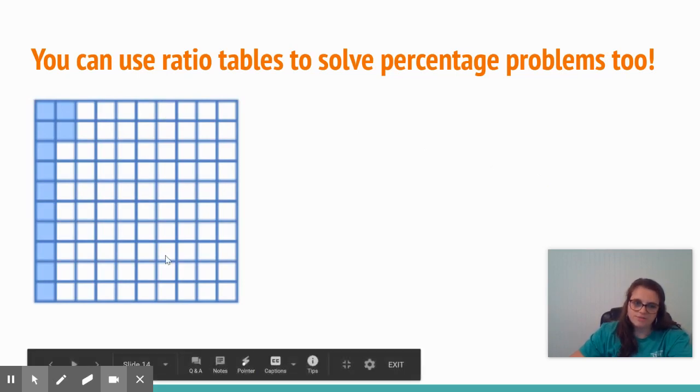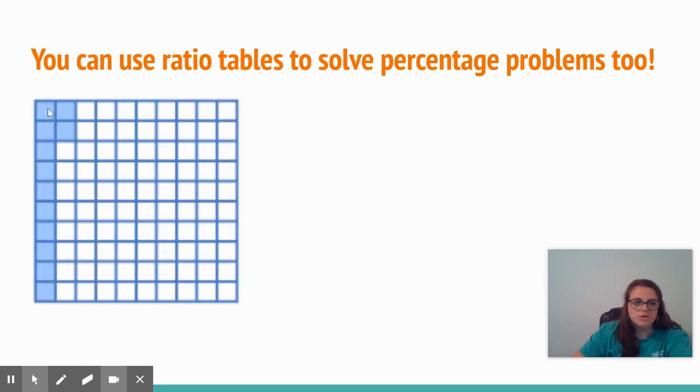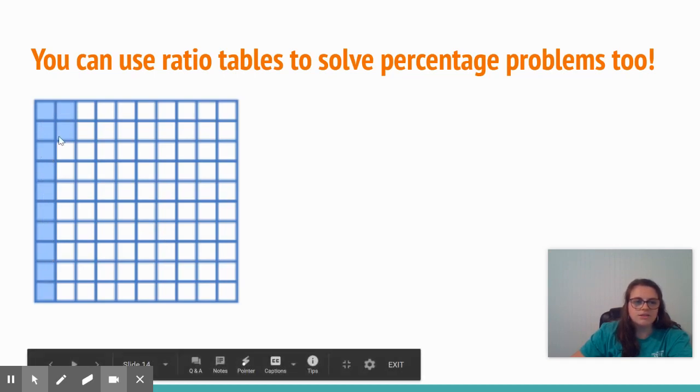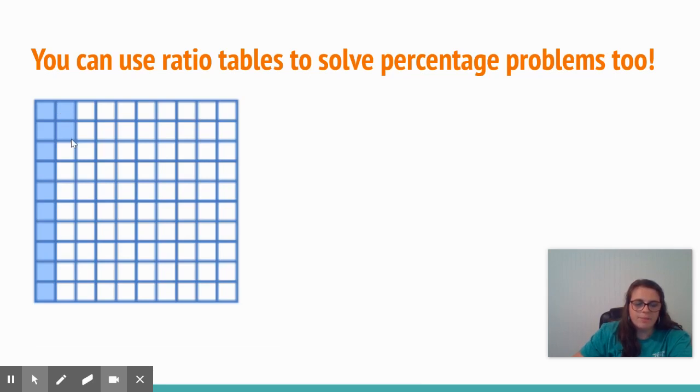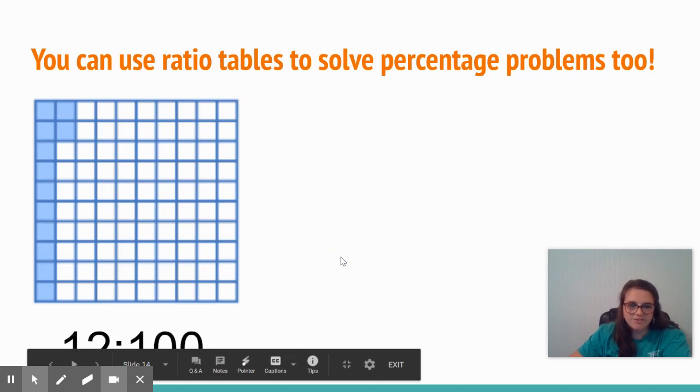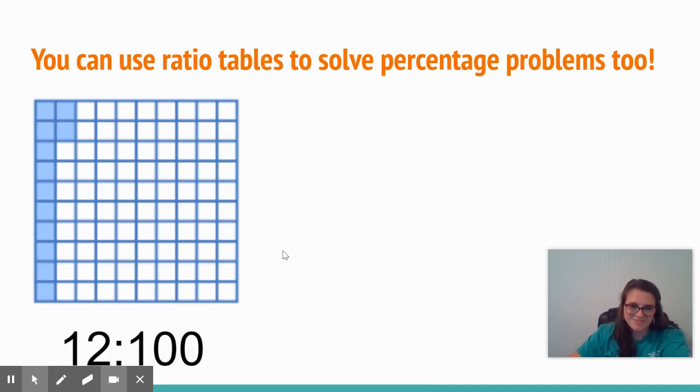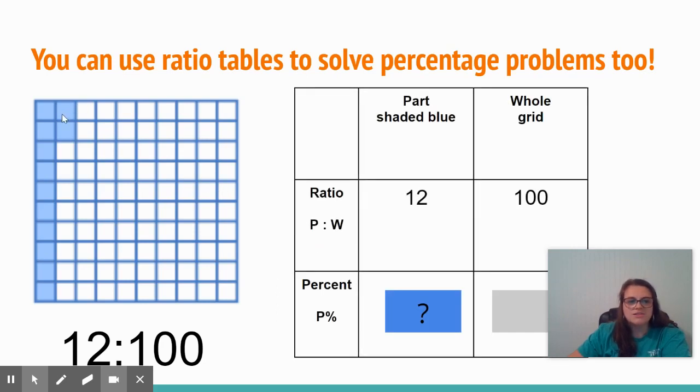Let's say you have this hundreds grid, all right? You see that it is 1, 2, 3, 4, 5, 6, 7, 8, 9, 10, 11, 12. So I know that my part is 12 and my whole is, well, I know that this is a hundreds grid, so my whole is 100. And that is going to be my ratio. 12 compared to 100. So let's put it in a table and see if we can use this to discover what the percentage is for the number of squares colored in blue.